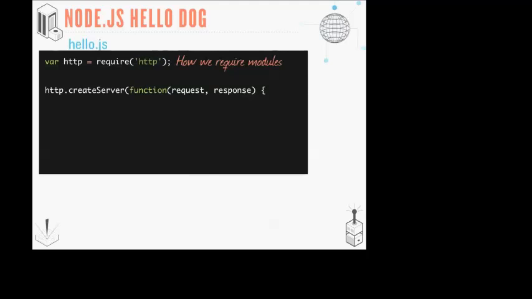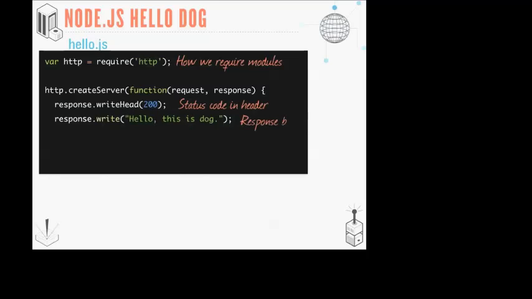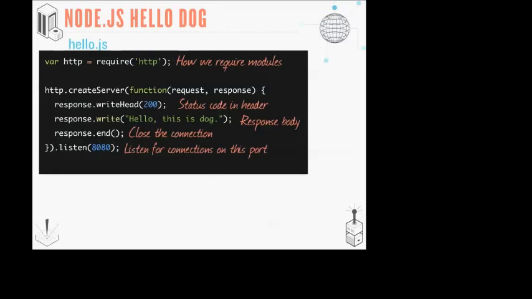We're going to call the create server function. That function takes as its single parameter a callback with request and response. We're then going to write a 200 status code in the header for the response. We're going to write out the response body. And then finally, we're going to end the response connection. We want our server to listen on port 8080.